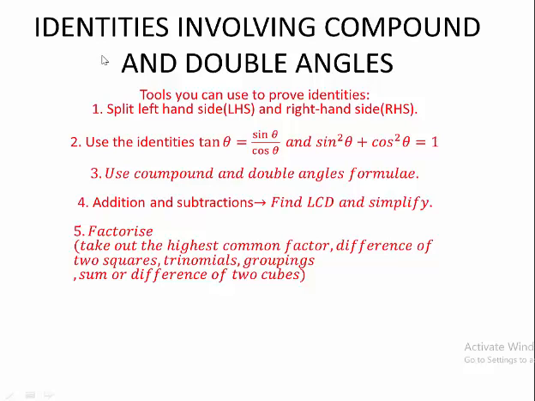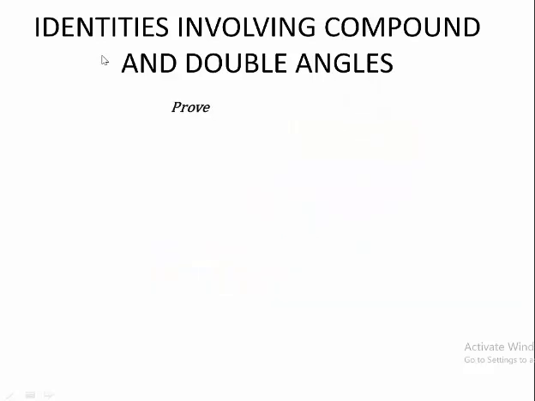Three, use compound and double angle formulae. Four, addition and subtraction. So you need to then find the LCD and simplify. So in cases where you have fractions, that's where you need to find your lowest common denominator. You also need to factorize: take out the highest common factor, difference of two squares, trinomials, grouping, sum and difference of two cubes. So let's carry on to the next part, where we do an actual example.